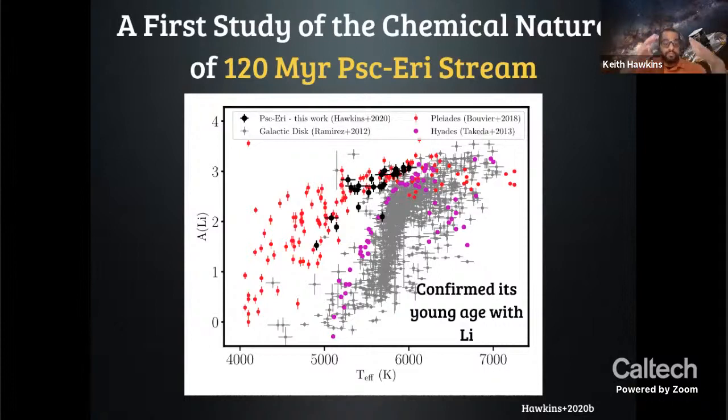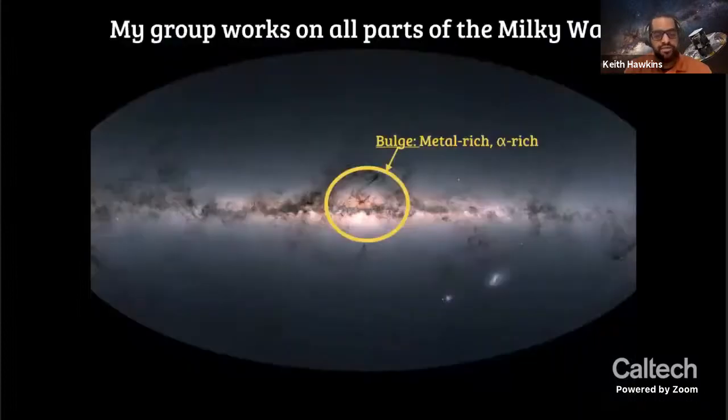And so remember, lithium burns down over time in convective stars, and as a result, you can use it as an age indicator. And so this basically told us that this stream actually was in fact 120 million years old. I have a graduate student now, Catherine Manea, who's looking at many more streams and trying to understand: are all of these very long streams chemically homogeneous? Or to what degree do we see chemical inhomogeneity, especially in heavy elements in these streams? Okay, so that's the galactic disk. I'll talk very quickly.